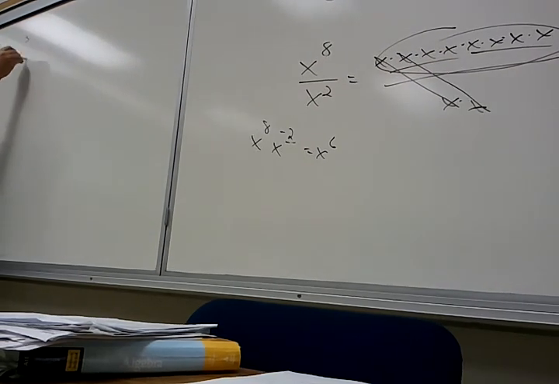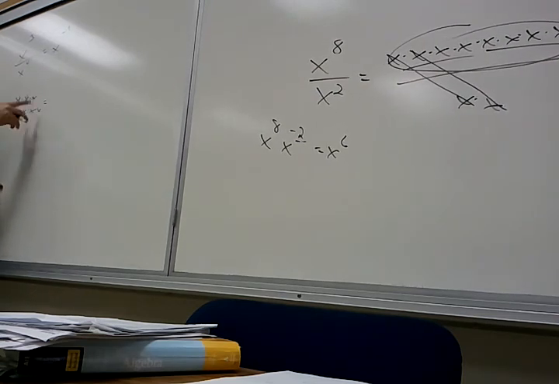If I have x cubed, what would I put on the bottom to make it x to the negative 1? 4, right? Because then 3 minus 4 is negative 1. But then what is x cubed over x to the 4th? How many x's cancel? 3. How many are left? 1. So these are the same thing.